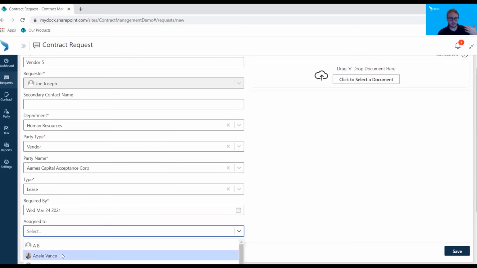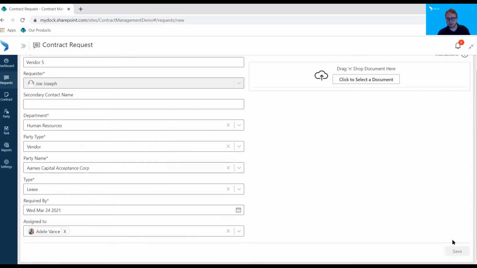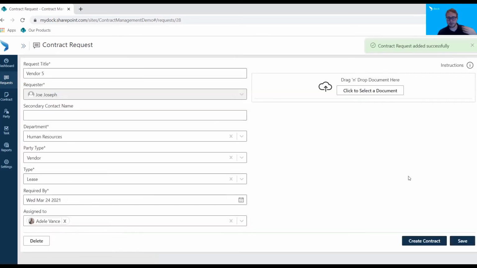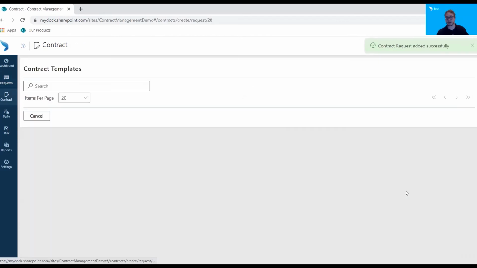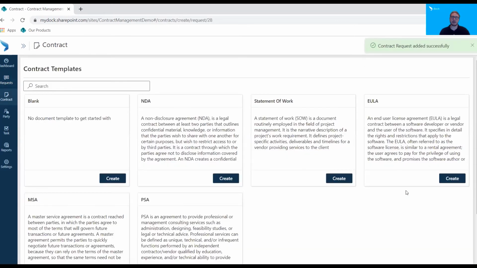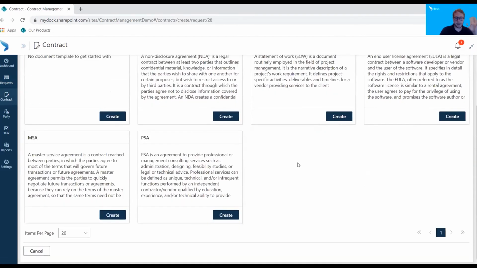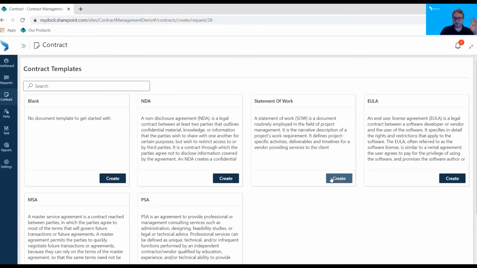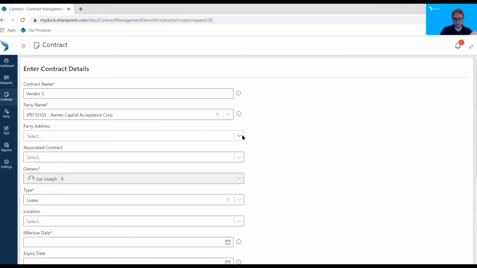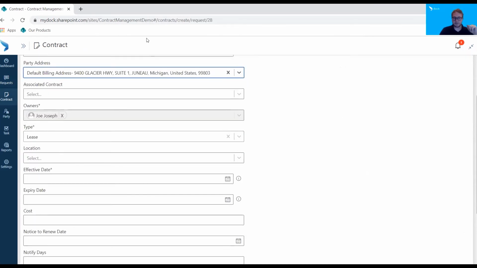Dates, who it's assigned to. And then what you do is, you'd build that out. And then from the request itself, you would then be able to create the contract. So instead of having to type everything out, copy things over, build a whole new thing from scratch, you can just come in here and say, okay, we're going to build out a statement of work. We're going to make sure all of this information is filled out.